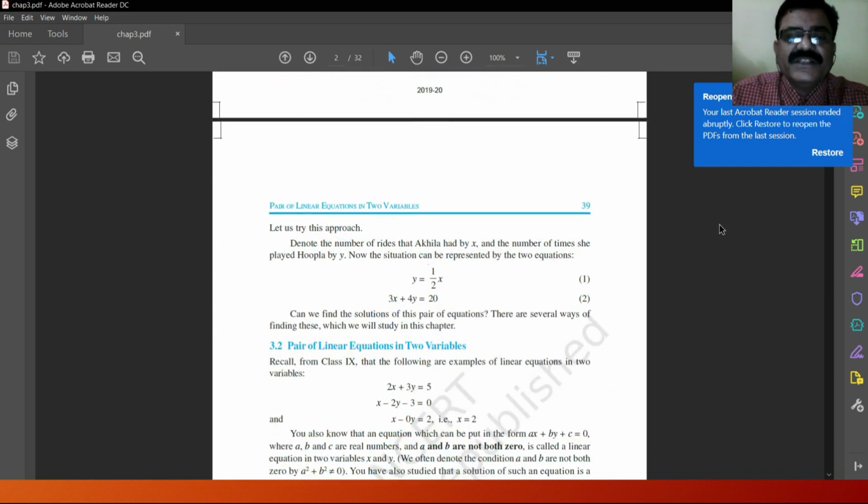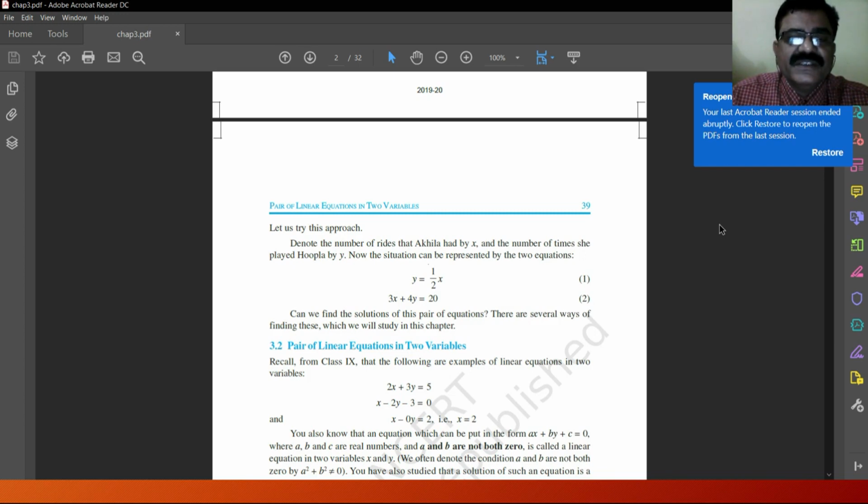Denote the number of rides that Akhila had by x and the number of times she played hoopla by y. Now the situation can be represented by two equations. y is equal to 1 by 2 x. And next we can write 3x plus 4y is equal to 20. Can we find the solutions of this pair of equations? There are several ways of finding these, which we will study in this chapter.